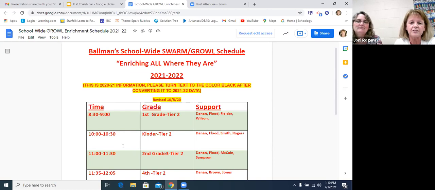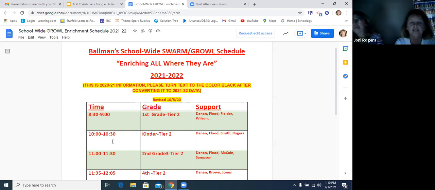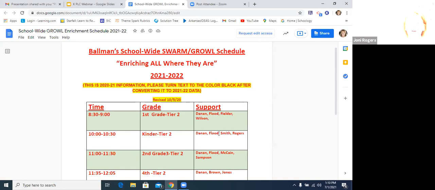But anyway, here's the time. It tells you what time. Everybody has this, so they know what's going on in that classroom, and we're not going to bother them. And then the grade level and our support, the people that are involved in providing support for the classes.